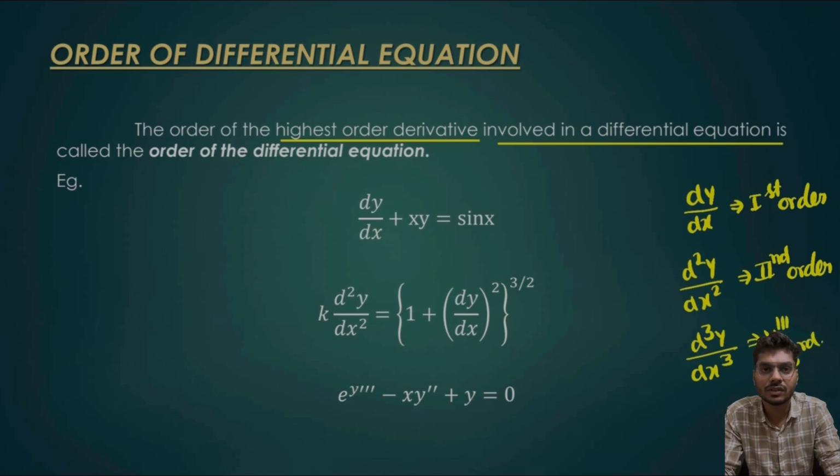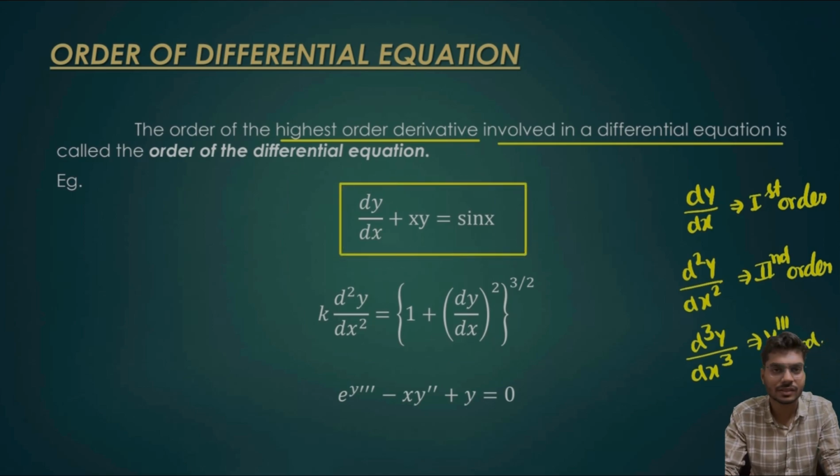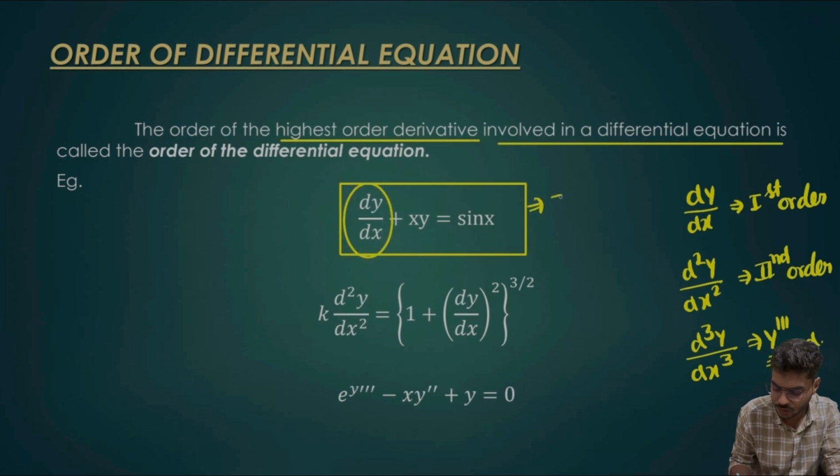So in a differential equation, we may have many orders. Maybe we have first order also, second order also, third order also. Out of those derivatives, we have to check which is the highest derivative present in the differential equation. See the first example. We have dy by dx only. Only one derivative term, that is dy by dx. So I can say this is a first order differential equation.